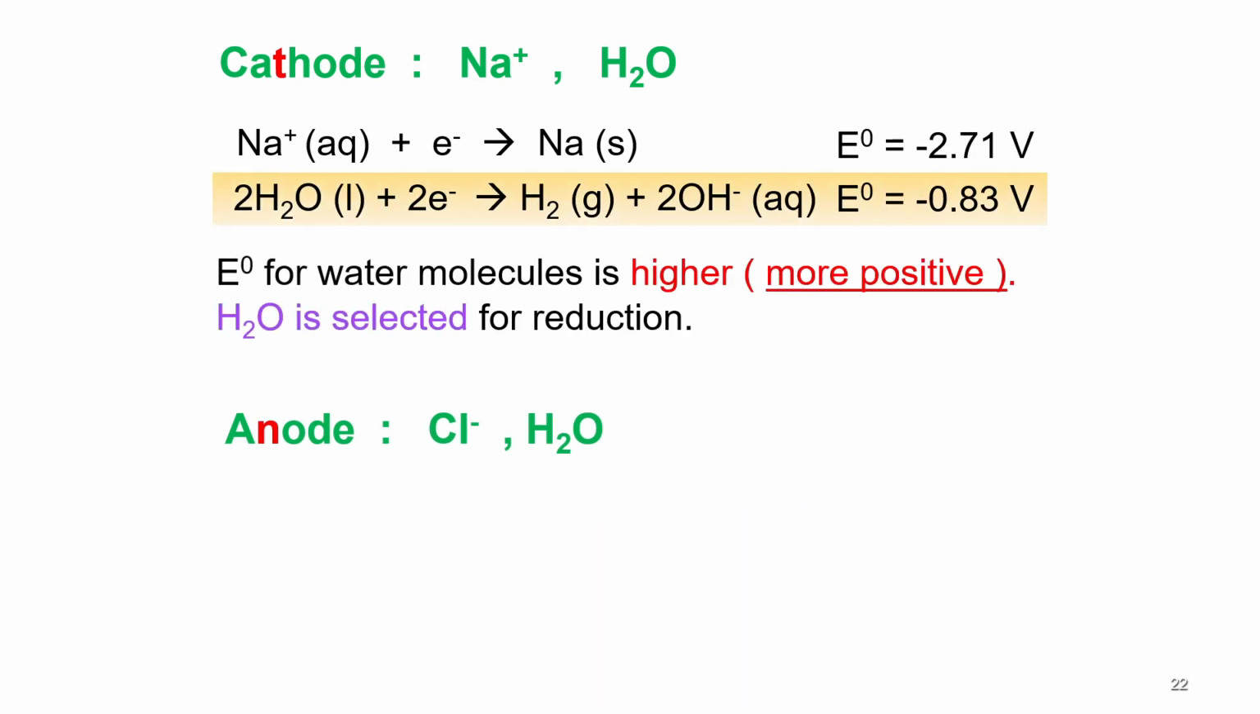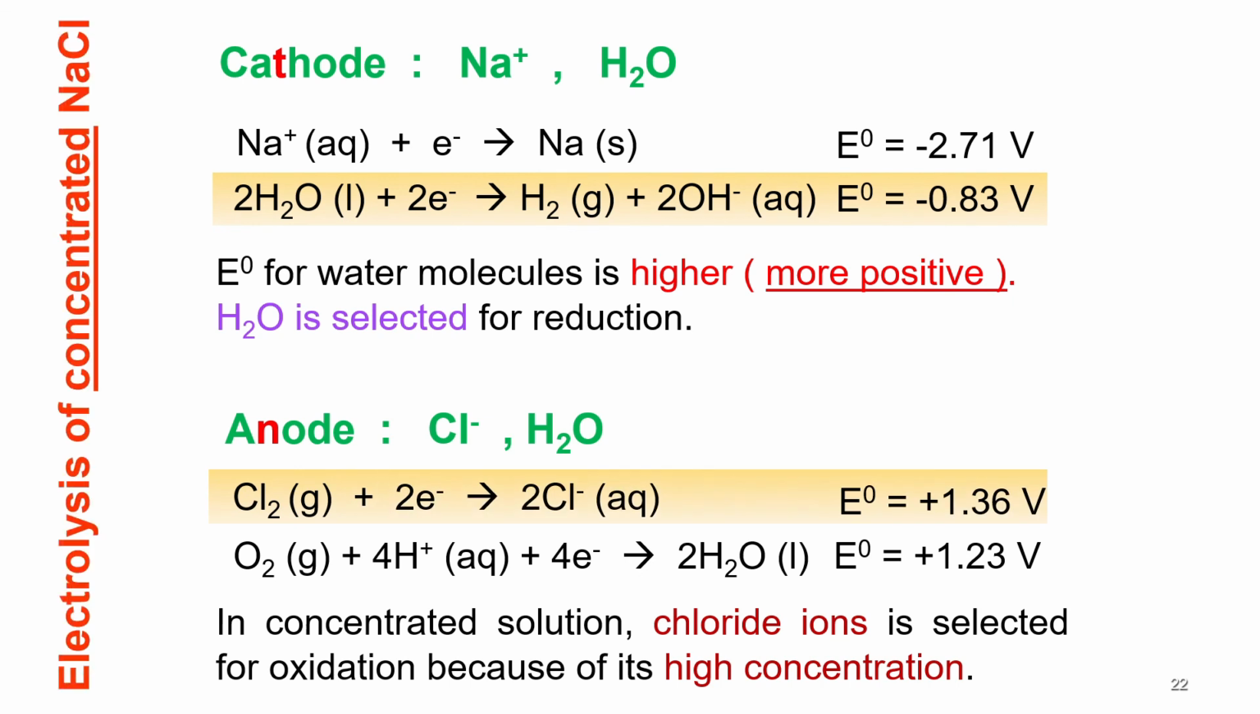Okay, so ini ialah example untuk concentrated NaCl. Perbezaan antara dilute dengan concentrated tadi. So kalau cation sama juga at cathode. So Na plus and H2O. Okay, sama juga kita akan pilih yang more positif. Tapi bila dia concentrated, produk tu akan effect di anode. So instead of pilih H2O, dia akan pilih Cl minus. So Cl minus yang akan undergo oxidation. So oxidation of Cl minus akan form Cl2 gas.